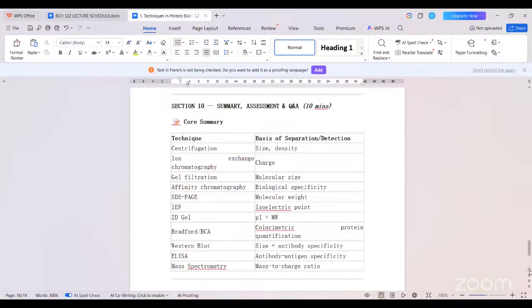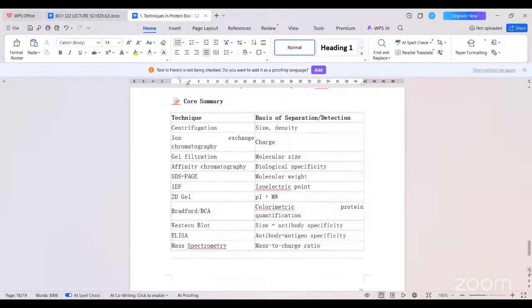Now, in summary, these are the separation techniques listed, and we have what they separate. Centrifugation separates based on size and density. SDS-PAGE separates based on molecular weight. ELISA separates based on antibody-antigen specificity.